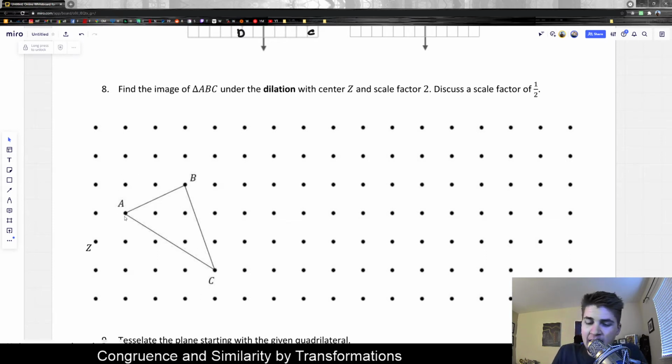But again, think about how far it is from the center. In this case, here's ZA. Well, ZA' should be double the length of ZA, and it should be collinear. So if I take it along the same line and just double that length, this should be the location of A' under that dilation. And you would continue that procedure for the other points as well.